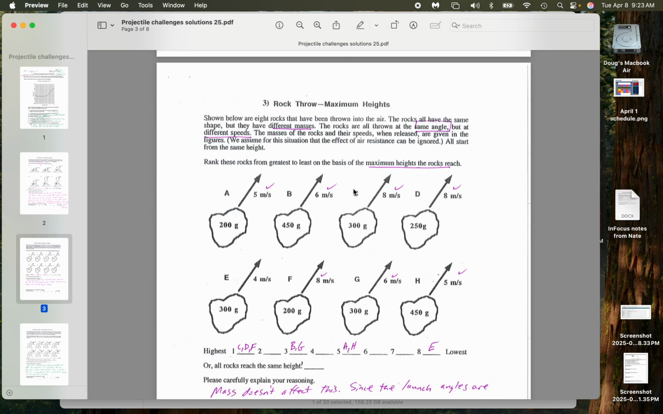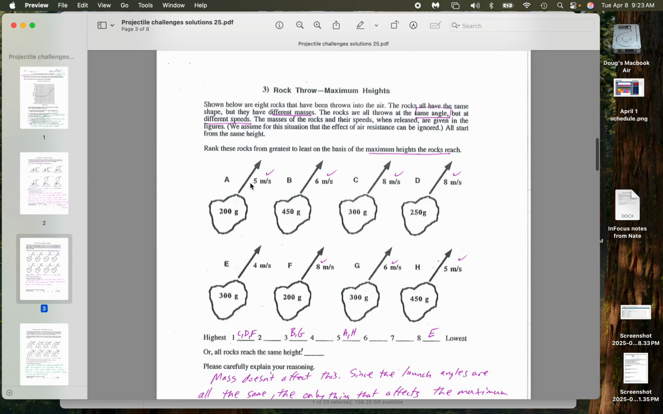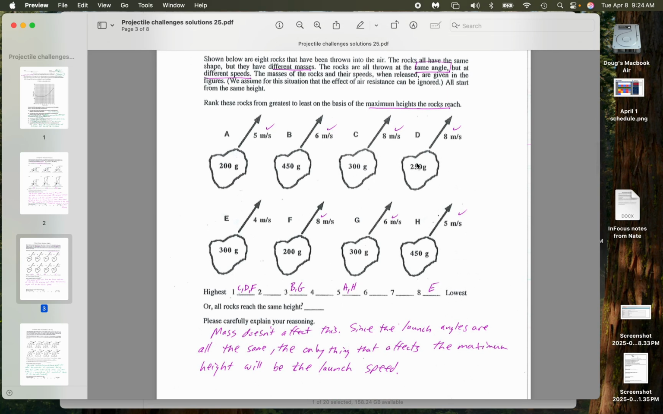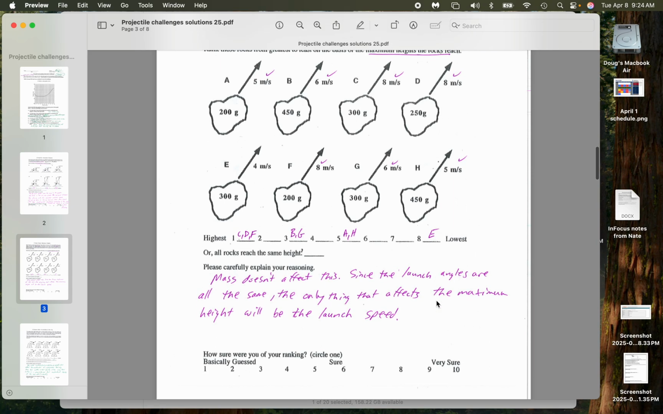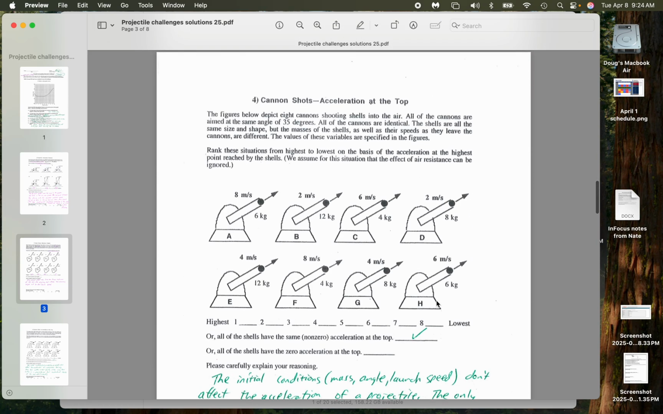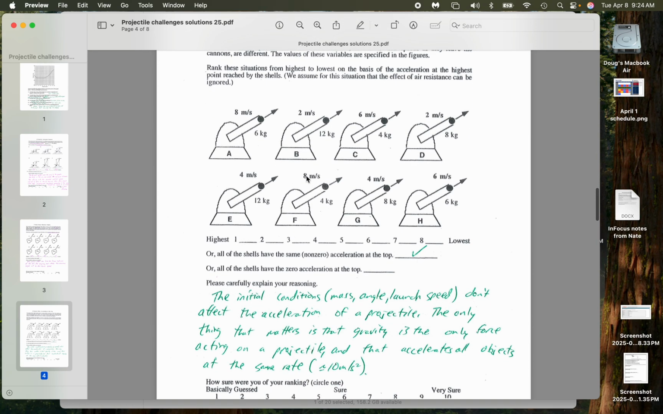Rank these rocks greatest to least in terms of the heights they reach. They're all launched at ground level, same angle, different masses. So the mass doesn't matter. The speed does matter. So the greater the speed that it's launched, the greater the maximum height. So that's CDF, then BG, then AH, and then E. Mass doesn't matter, because the rate of change for all the vertical velocities would be 9.8 meters per second every second.